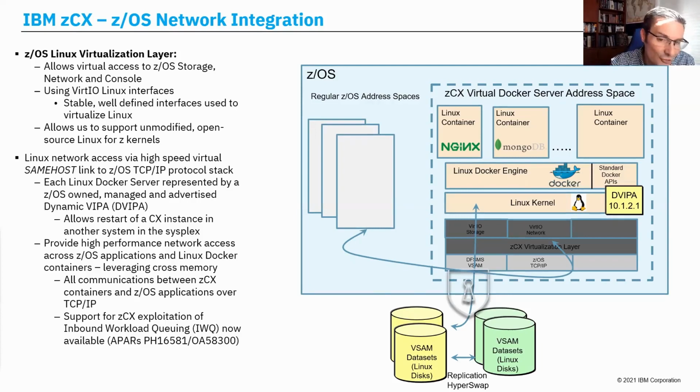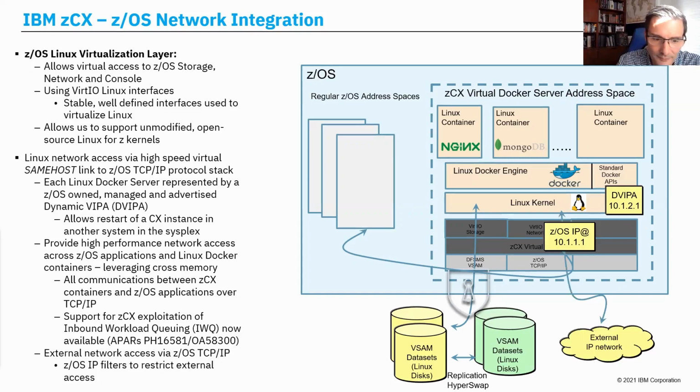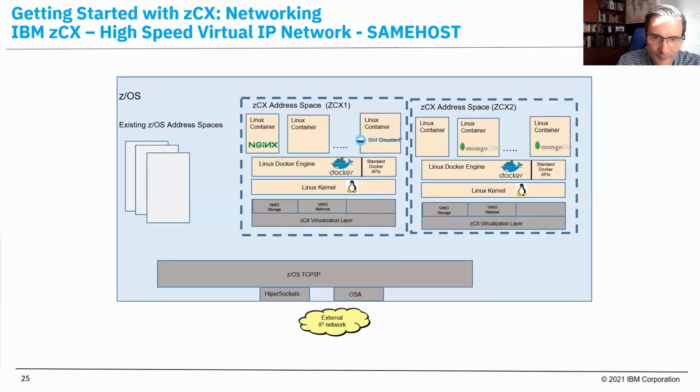In addition to that, when zOS TCP/IP grabs things off of that input queue, it actually can be dispatched on zIPs. So this is great. Even TCP/IP can be dispatched on zIPs if you're using inbound work queuing. This is really a great thing and something that you should avail yourself of if at all possible. And of course, you can also define external network IP filters to restrict external access as well.